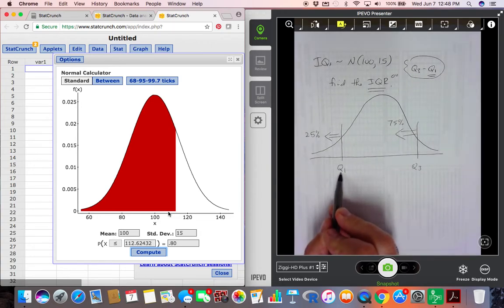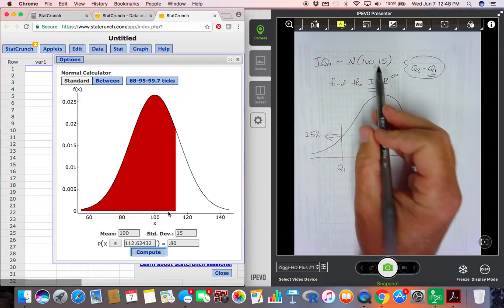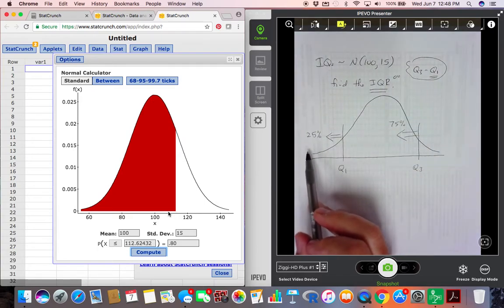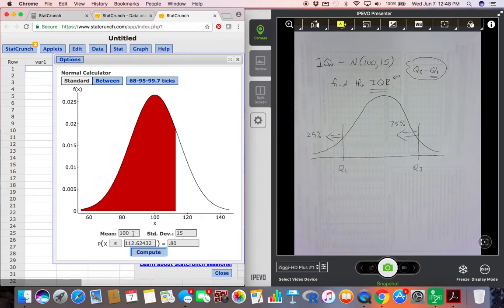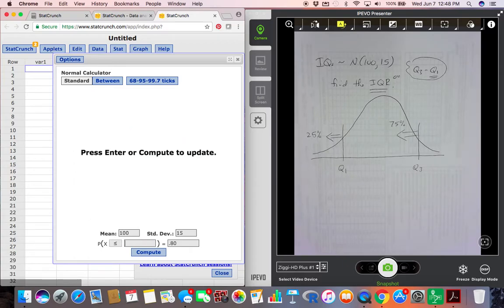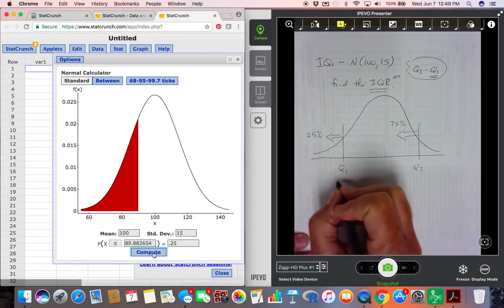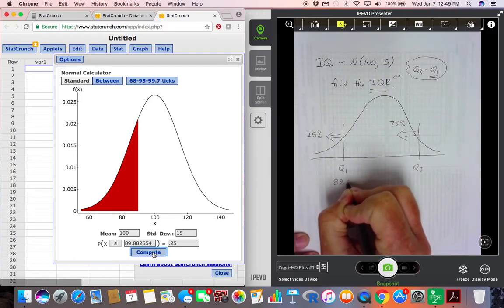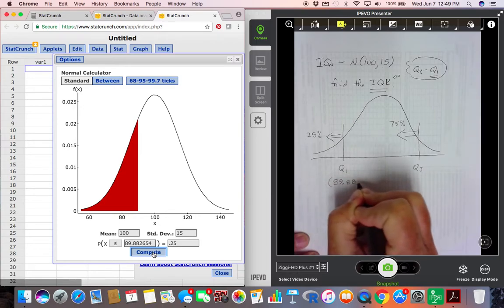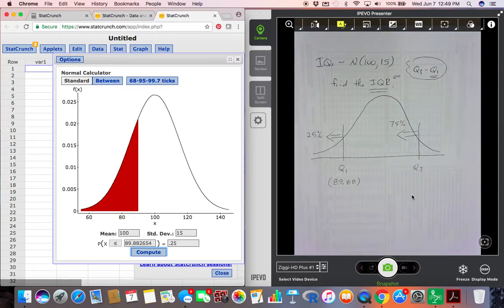Can I find the number from this distribution that has 25% below it? Well, absolutely I can. I got it right over here. Mean of 100, standard deviation of 15. I need less than because I'm pointing to the left. I want this to be blank, but I want this to be 0.25. So I know Q1 has to be 89.88.